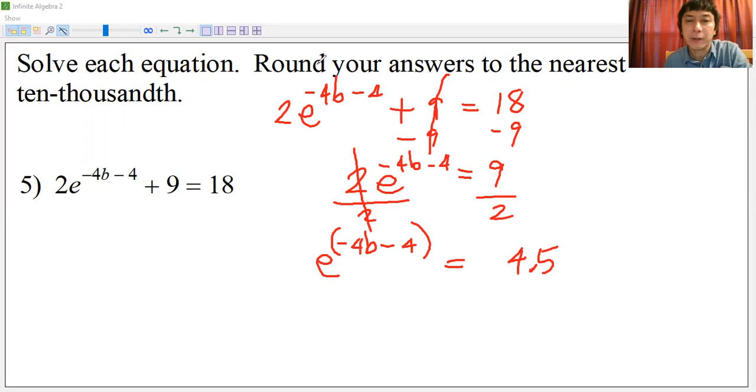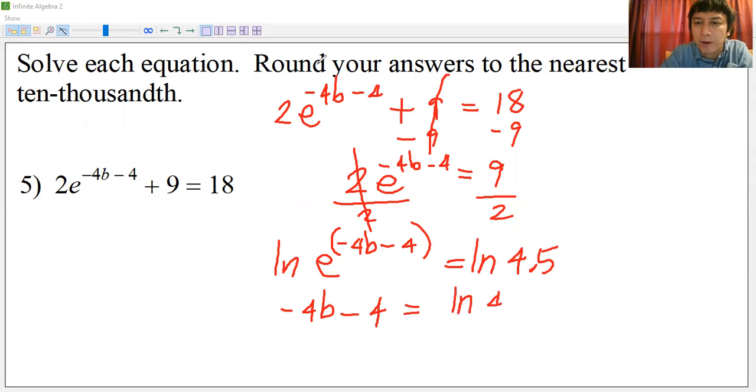Now we apply logarithms. So logarithm here and logarithm there. Okay, and so the left side will be reduced to the exponent negative 4b minus 4, and this is now equal to the numerical value ln 4.5. There. Next is to add 4 to both sides.